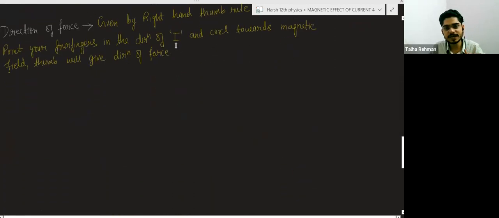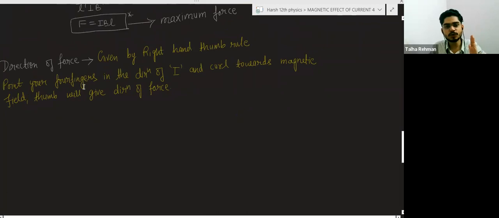And this direction is given by the right hand thumb rule. Point your four fingers in the direction of the current and curl towards the magnetic field. The thumb will give you the direction of the force.